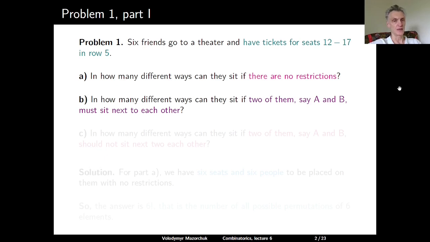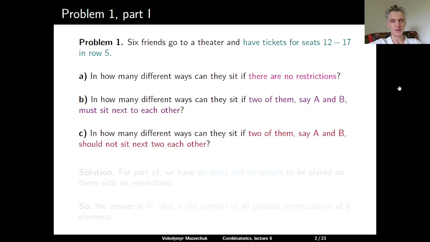Part B. In how many different ways can they sit if two of them, say A and B, must sit next to each other? Part C. In how many different ways can they sit if two of them, say A and B, should not sit next to each other?